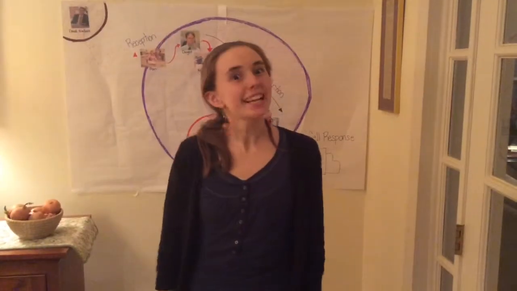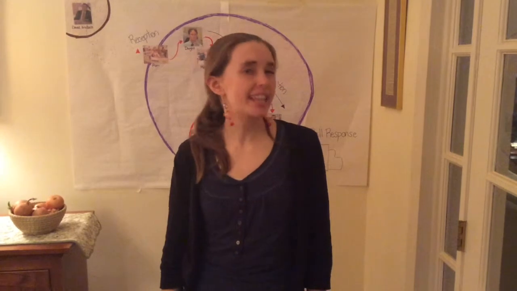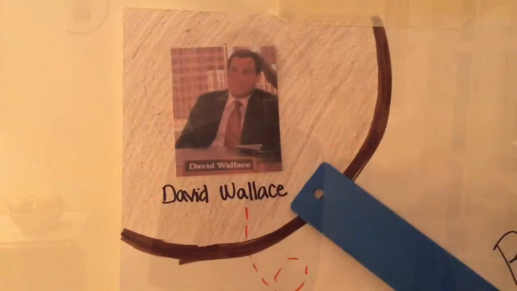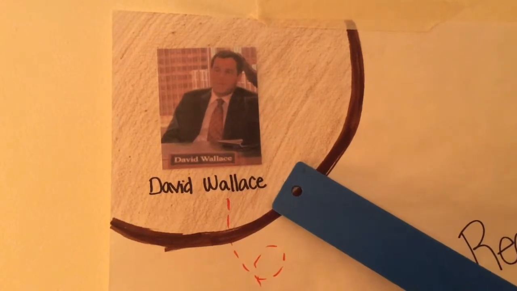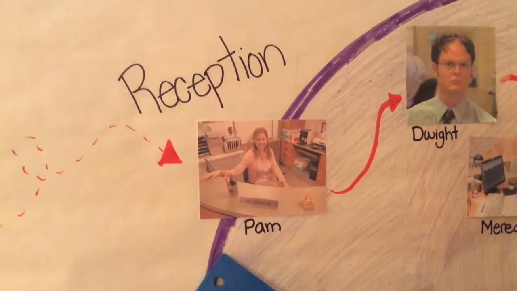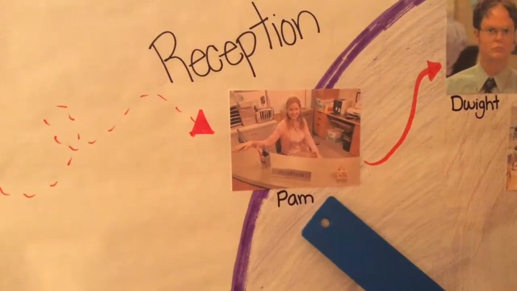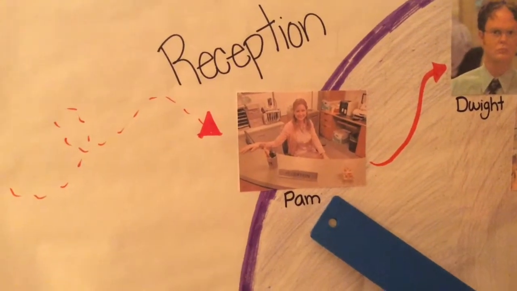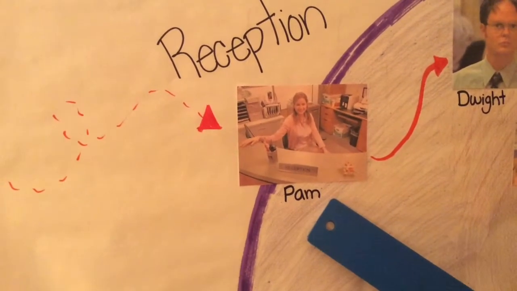To understand cell communication more clearly, let's model cell communication using characters from The Office. The signaling cell would be David Wallace, the CEO of Dunder Mifflin Paper Company, and he would send the message to the target cell, the Scranton branch, regarding a new client. The message is considered the ligand.